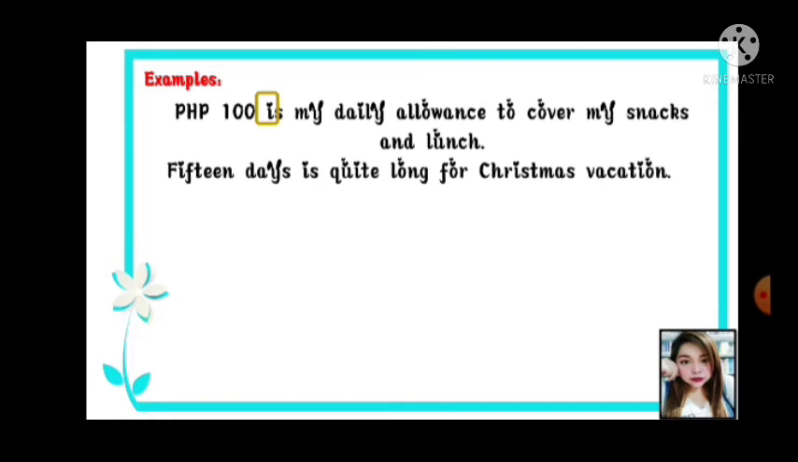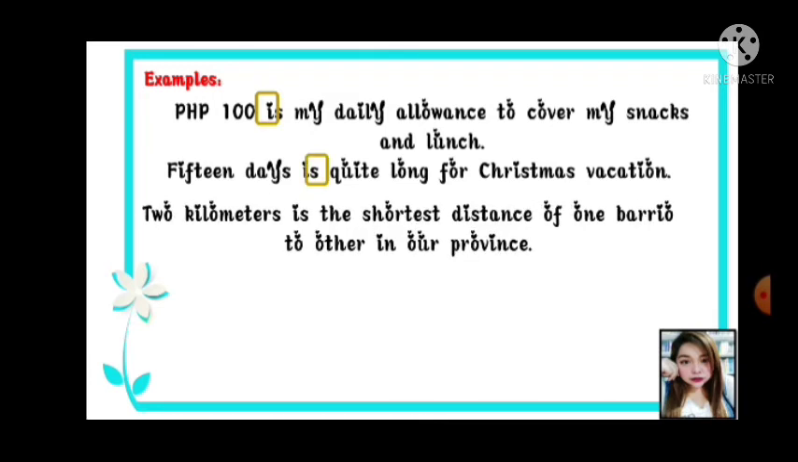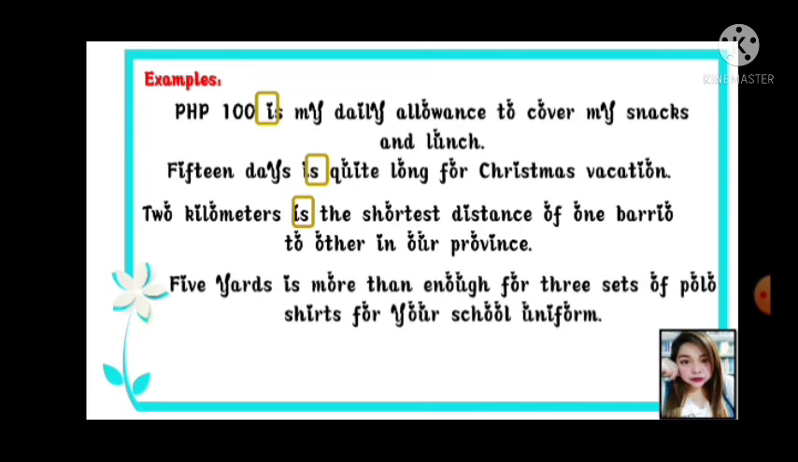15 days is quite long for Christmas vacation. So we will also use a singular form of the verb. 2 kilometers is the shortest distance from one barrio to another in one province. So it is also in singular form. 5 yards is more than enough for 3 sets of polo shirts for your school uniform. So again, we use a singular form of the verb.